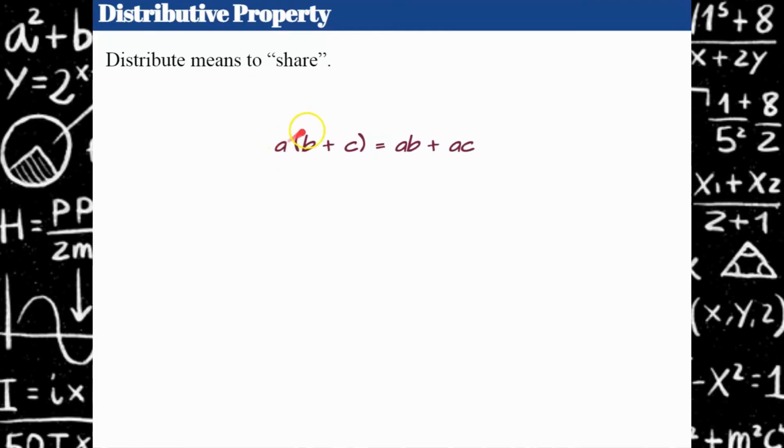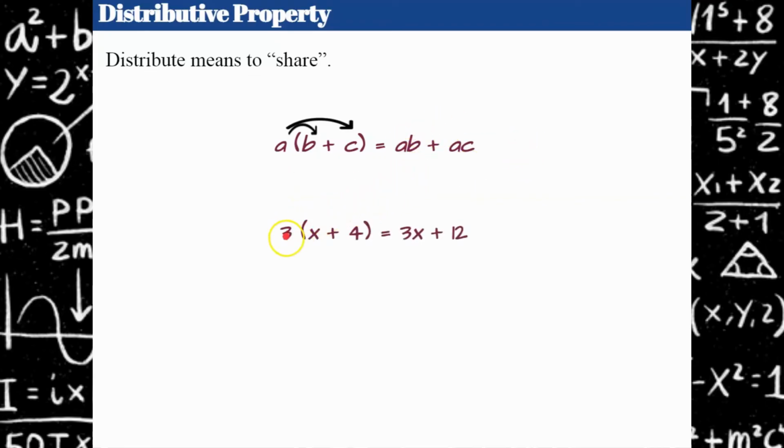So we have A, and then we have a group, B plus C. And there's an invisible multiplication sign. My little cursor's right here. There's an invisible multiplication sign here. So it means take A and multiply it to B, and take A and multiply it to C, and then you add them together. So AB is A times B, add A times C. So A times B, A times C, and then you have to add.